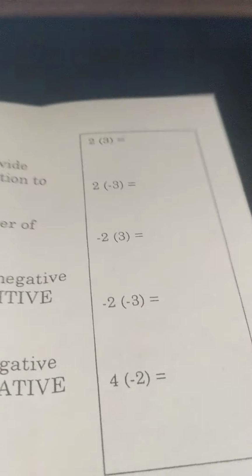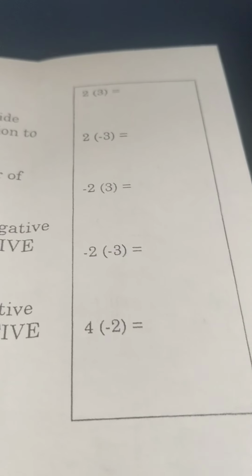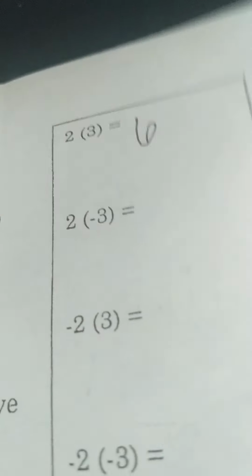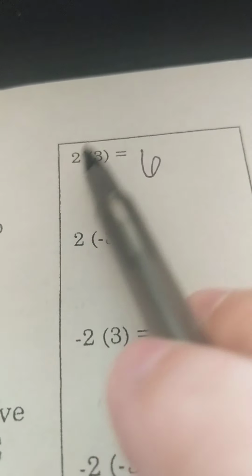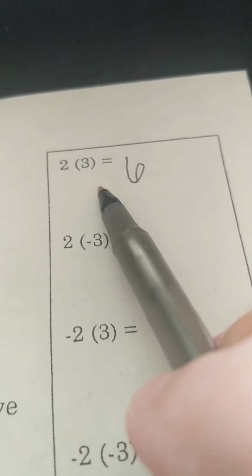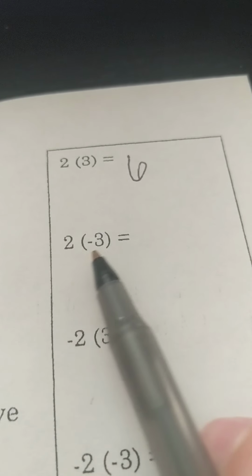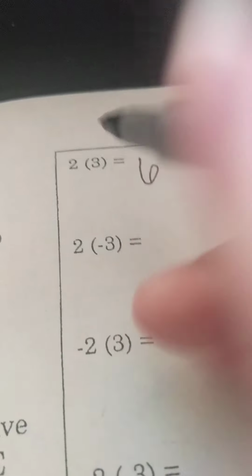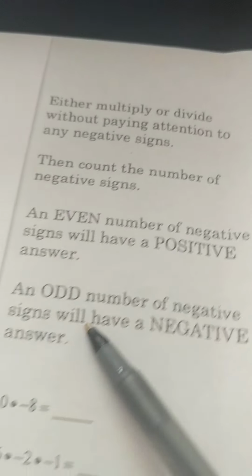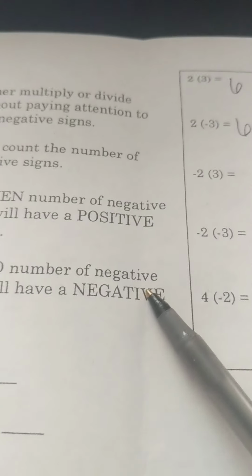So let's look at these over here. Again, these are all the same numbers except for the number of signs. So at the top, 2 times 3, again, is 6. Okay, a positive, they're both positive, and there's no negative signs. So again, positive, positive gives us a positive. Okay, so again, 2 times negative 3, or 2 times 3, is 6. Since we have one negative, which is odd, my answer is negative.